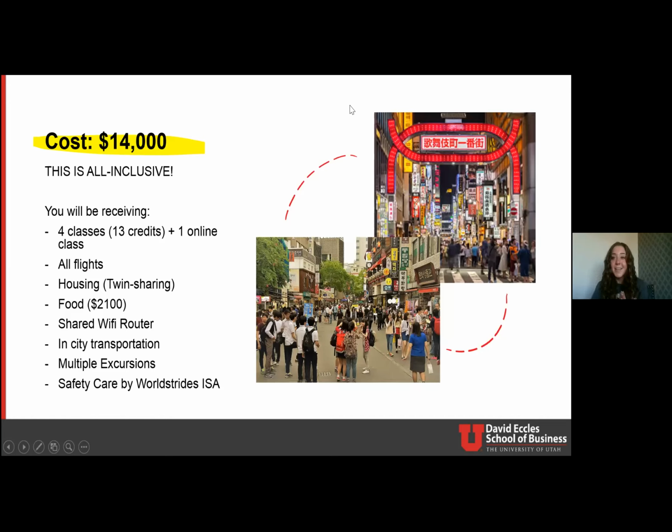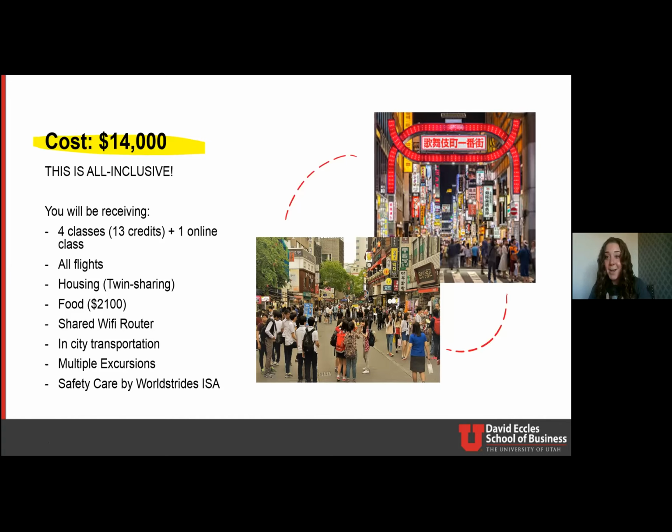So I'll get down to the basics of our cost. The cost of this program is $14,000, but you are getting a complete deal with our Tokyo and Seoul program. This is an all-inclusive trip, which is honestly, I think, one of the only programs Eccles Global offers that is fully inclusive. So you'll be receiving 4 classes and 1 online class, so 5 credits.